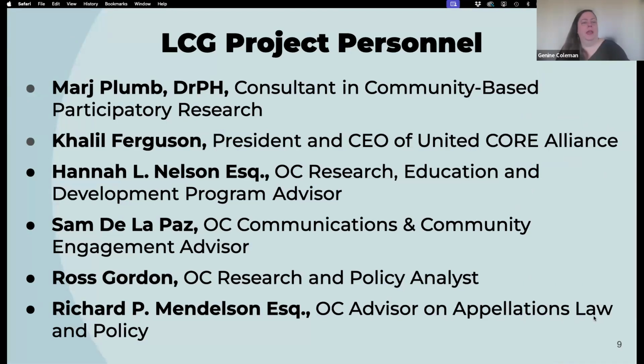And here we have our project personnel. That includes Marge Plum, consultant in community-based participatory research; Khalil Ferguson, president and CEO of United Core Alliance; Hannah Nelson, OC Research Education and Development Program Advisor; Sam De La Paz, Communications and Community Engagement Advisor; Ross Gordon, Research and Policy Analyst; and Richard Mendelson, Advisor on Appalachians Law and Policy.